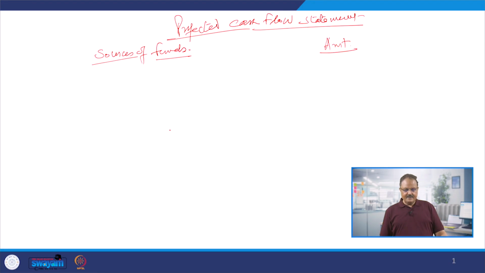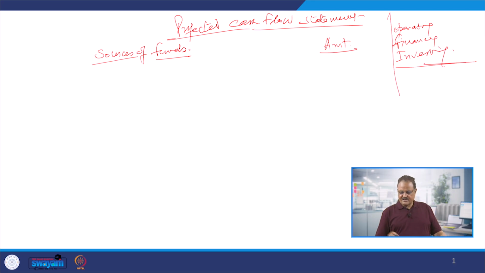So this is the format. Normally, as I told you, we prepare it under three activities. First one is the operating activities, right? Then the second one is the financing activities, and the third one is the investing activities. So these three activities are there. We normally prepare the cash flow statement under these three activities, but here, for the sake of understanding and calculating the closing cash balance, we are going to prepare this statement only in a simpler form.